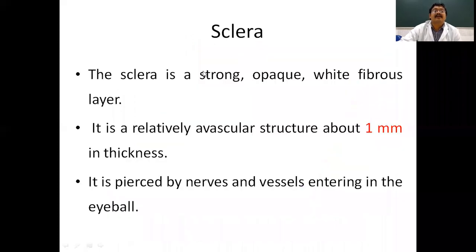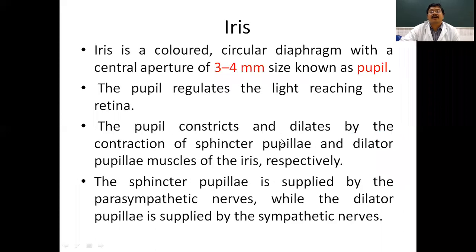It is very resistant. Then the outer layer, the sclera, is a strong opaque fibrous layer. It is a relatively avascular structure, and it is 1 mm in thickness. It is pierced by the nerves and the vessels entering the eyeball.